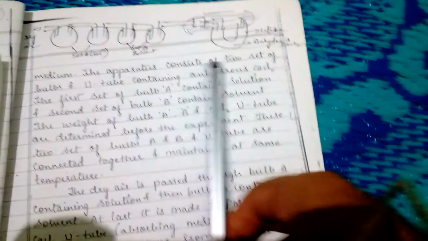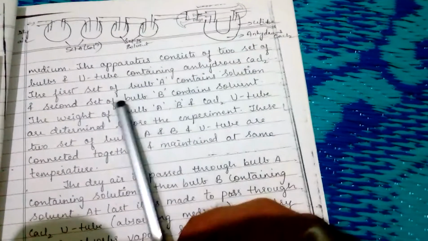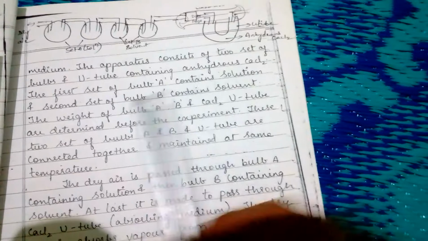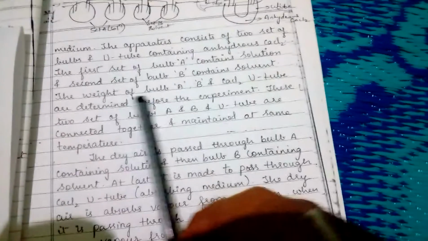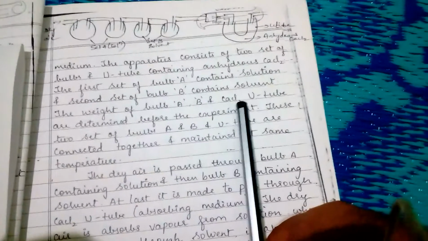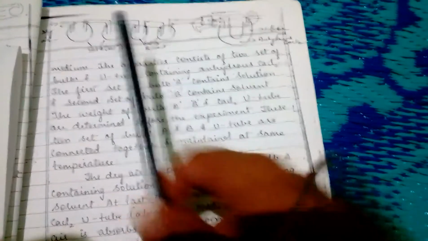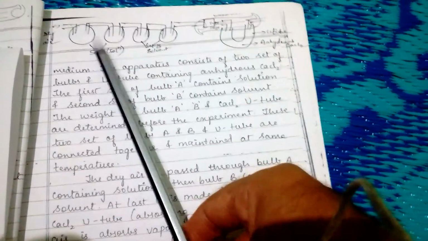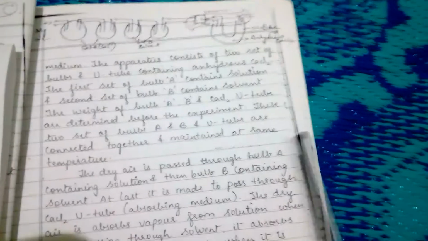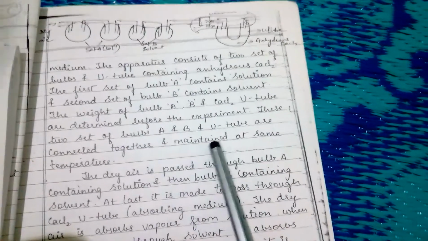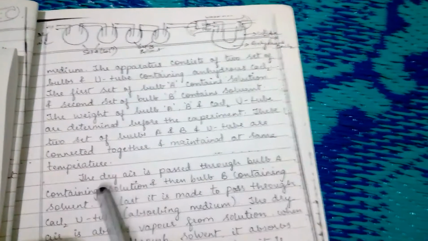medium. The apparatus consists of two sets of bulbs and a U-tube containing anhydrous calcium chloride. The first set of bulbs A contains solution and the second set of bulbs B contains solvent. The weights of the bulbs A and B and the calcium chloride U-tube are determined before the experiment. Here there are two sets of bulbs, A and B, and this is the U-tube containing anhydrous calcium chloride. These two sets of bulbs A and B and the U-tube are connected together and maintained at the same temperature.